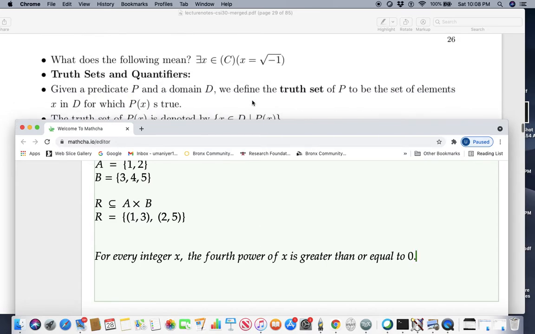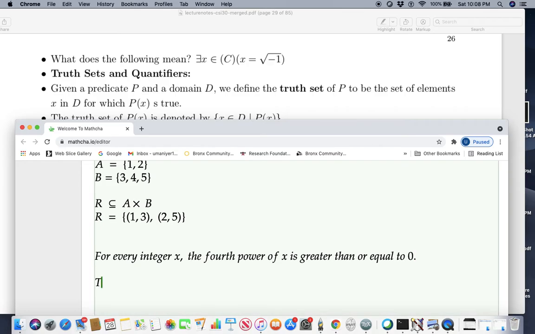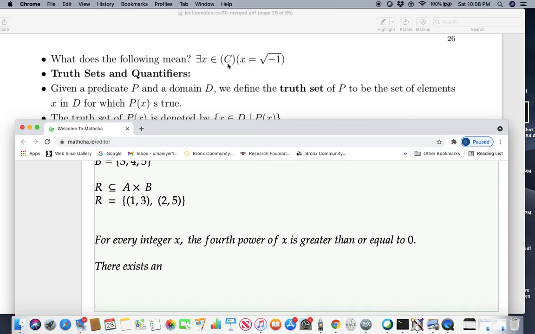Okay? What does the following mean? There exists an x in C such that x equals... So that probably means complex numbers. There exists a complex number x such that x is the square root of -1.